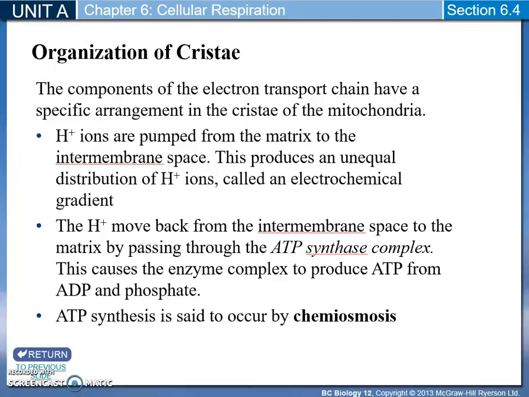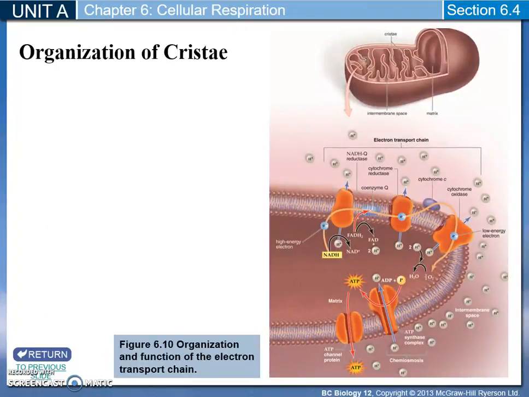And so the H pluses move back from the intermembrane space to the matrix by passing through the ATP synthase complex. This causes the enzyme complex to produce ATP from ADP and phosphate. So ATP synthesis here is said to occur by chemiosmosis. And here's a good diagram of how this takes place.